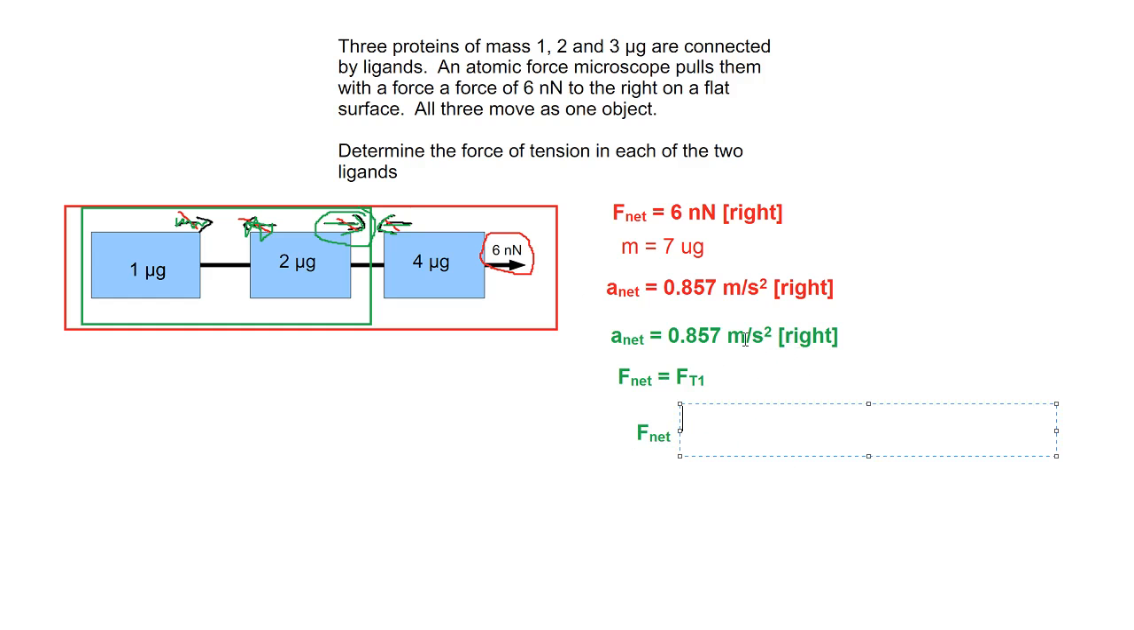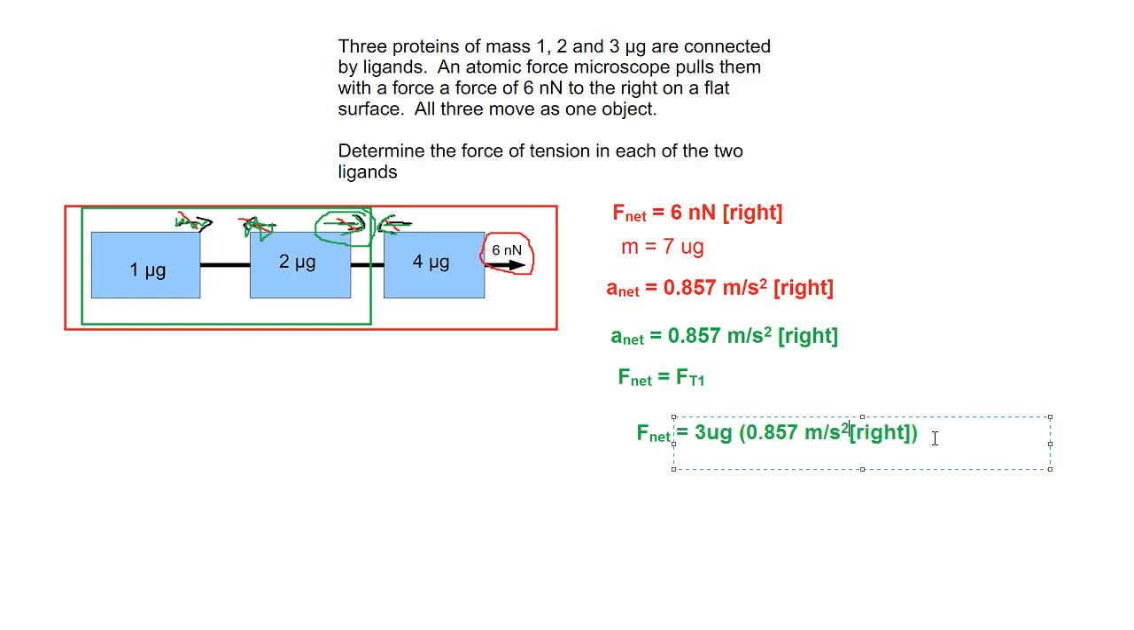Right? And the total mass of my green system is 3 micrograms. And I'm going to multiply that by my acceleration, like so. If you multiply this out, micrograms times meters per second squared, again, will give us nanonewtons. You could check it if you like.